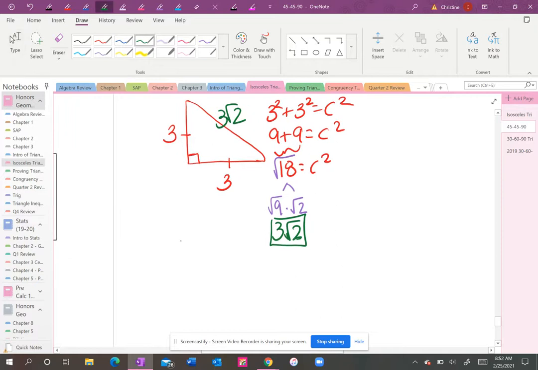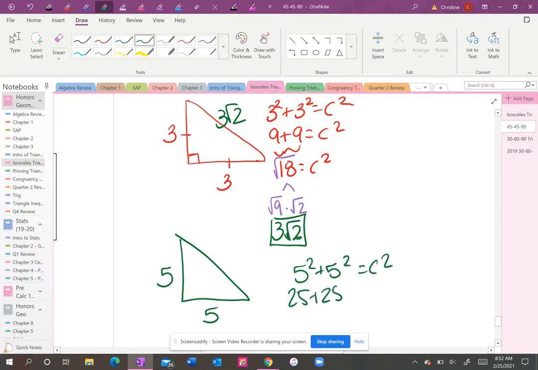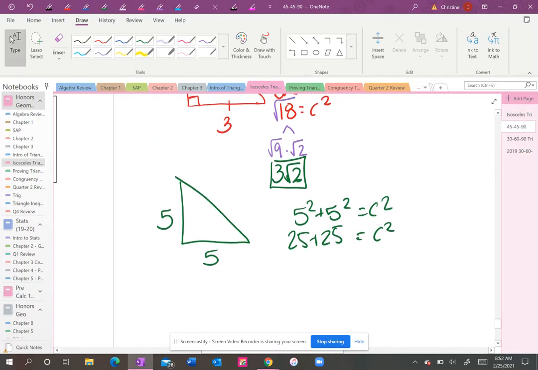I'll do another one. 5 and 5. 5 squared plus 5 squared is c squared. That would be 50 is c squared. Taking the square root of 50, the perfect square that goes into 50 is 25, times 2. So I get 5 root 2.